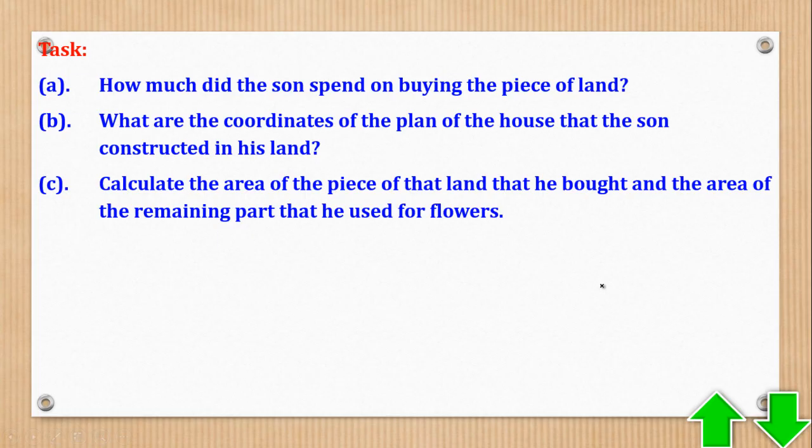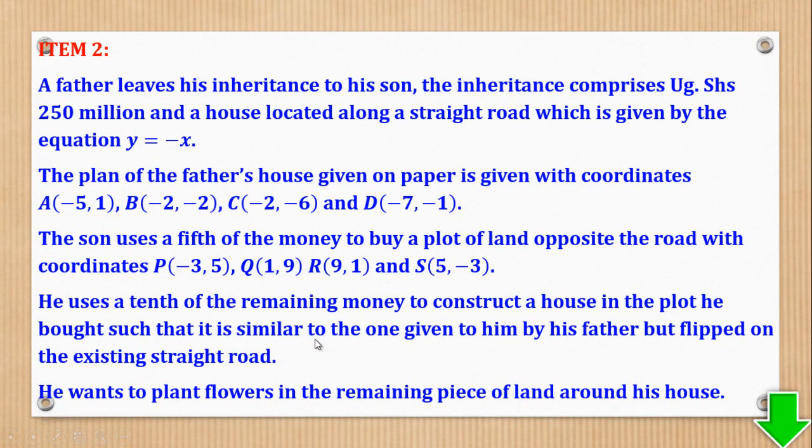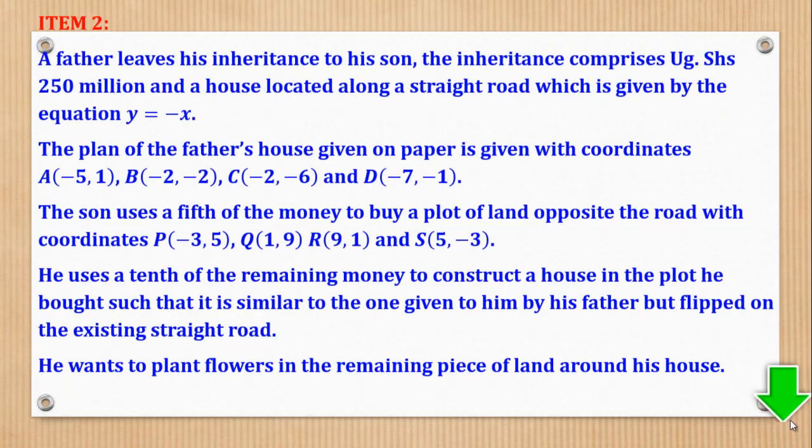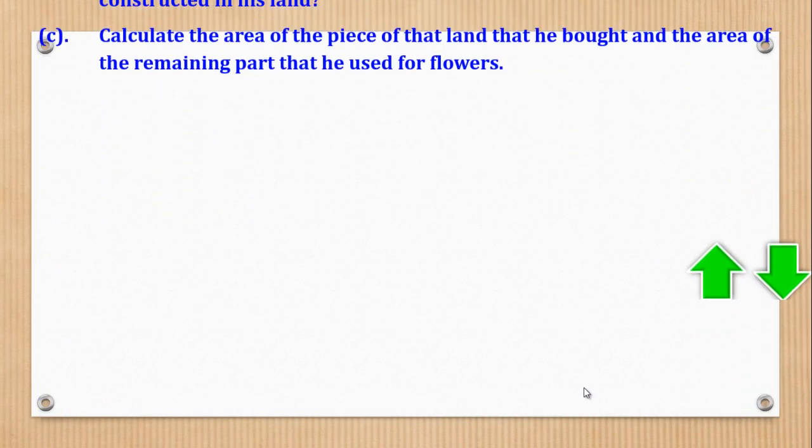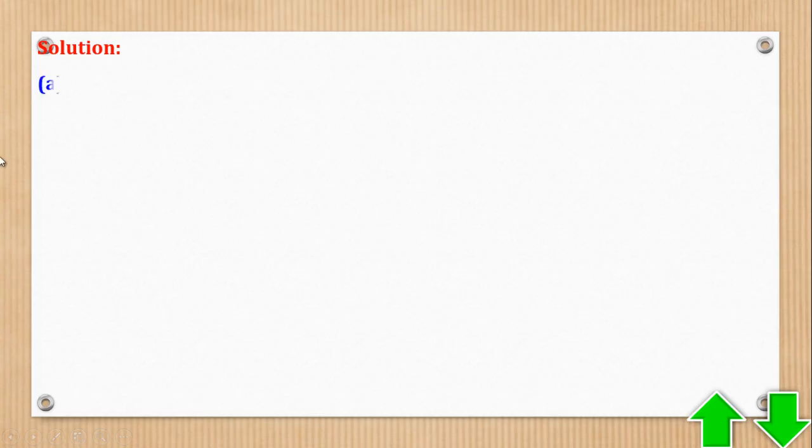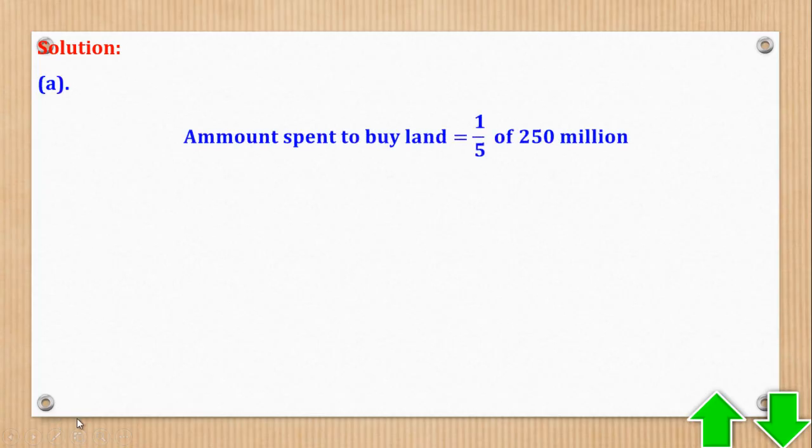So when we shall go back, they said, how much did the son spend on buying the piece of land? We shall go back. So questions of new curriculum are more wordy. So here he said something about a fraction. He said a fifth of the money. Which money? This one. So a fifth of that is what will give us the amount he used to buy the land. So you'll come here and say amount spent will be a fifth of 250. Then you multiply to get the amount used, which is 50 million.